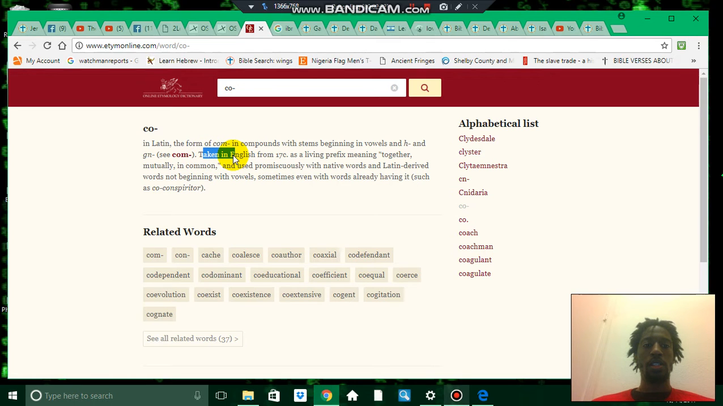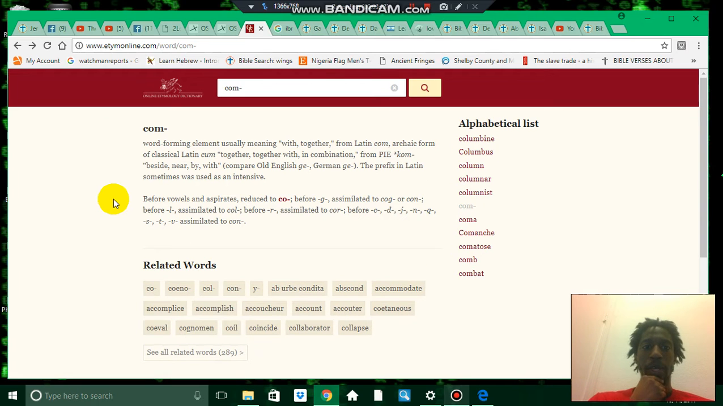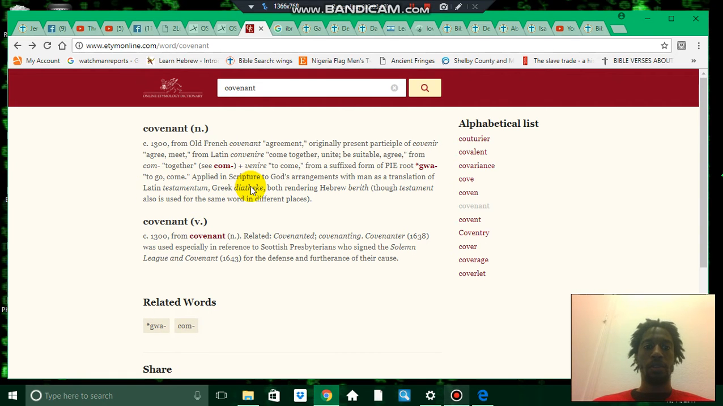This Latin prefix was taken into English around the 17th century as a living prefix, meaning together, mutually, in common. You're dealing with vowel sounds. You see the related words down here? Now let's go back. It links up to the same word, covenant.